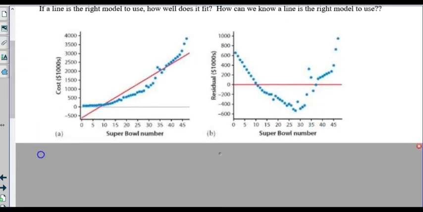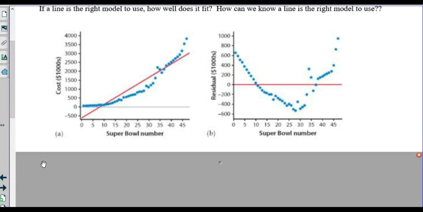So, if we look at this, these are graphs of similar data. We're looking at Super Bowl number for our x and cost in thousands of dollars for our y. This is the scatter plot, and there's the line that the calculator drew through the data. But if you look at the data on its own, if I could take that line out, do you see how it looks a little curvy? You can draw a line through anything, but there is a slight curve to that.